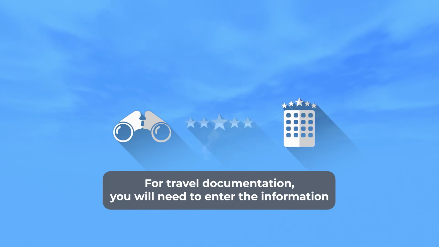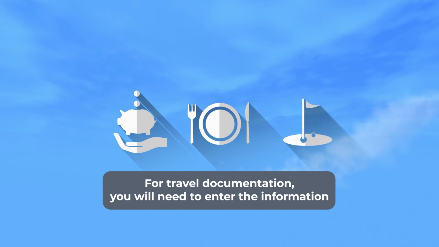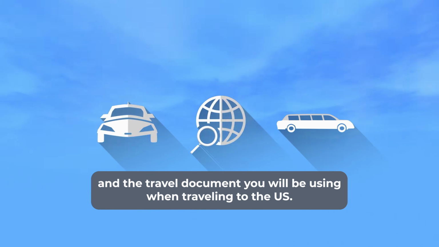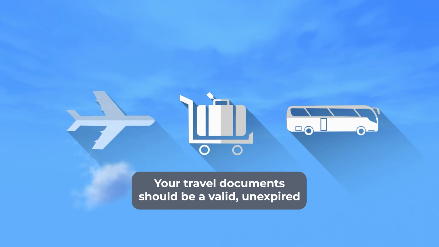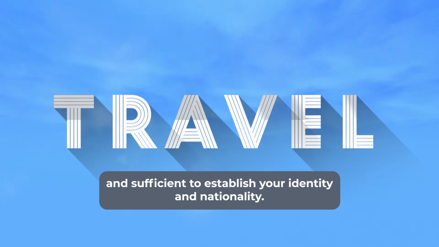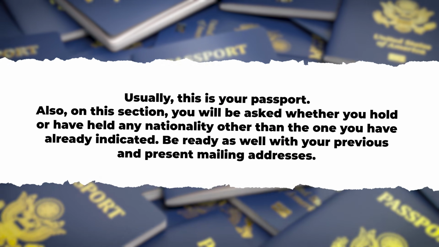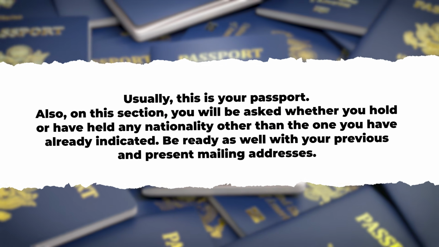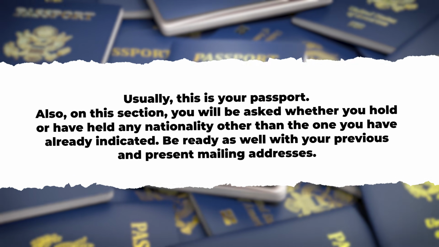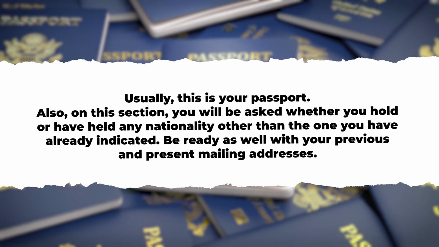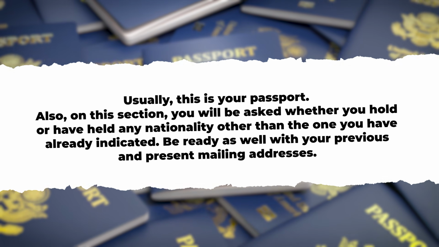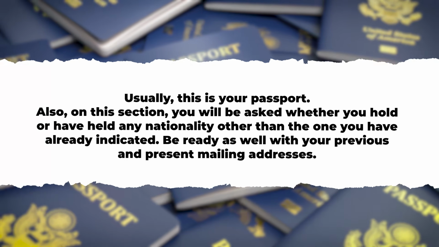For travel documentation, you will need to enter the information on the travel document you will be using when traveling to the US. Your travel document should be valid, unexpired, and sufficient to establish your identity and nationality. Usually this is your passport. Also, in this section, you will be asked whether you hold or have held any nationality other than the one you have already indicated. Be ready as well with your previous and present mailing addresses.